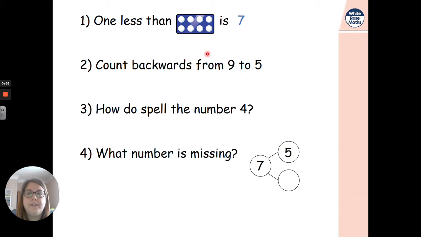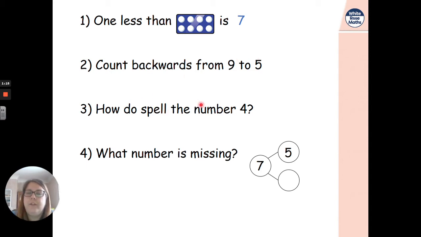Count backwards from 9 to 5. So we start at 9 and we go all the way back to 5. Are we ready? Let's do it together. 9, 8, 7, 6, 5. Hope you stopped at 5 and didn't keep counting because it said only to go to 5. Well done if you did.